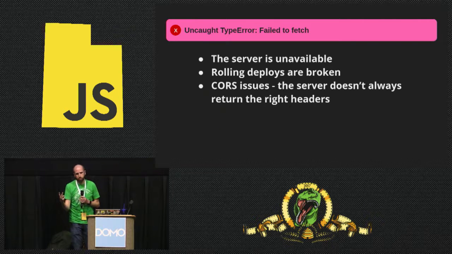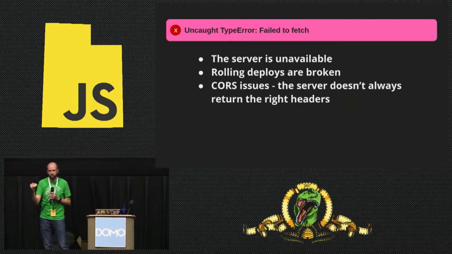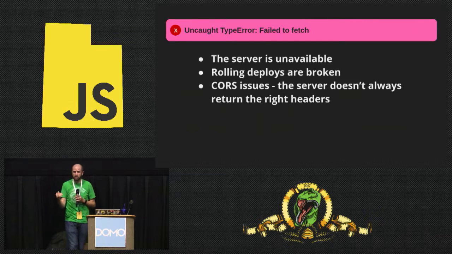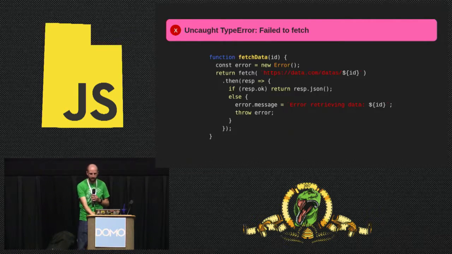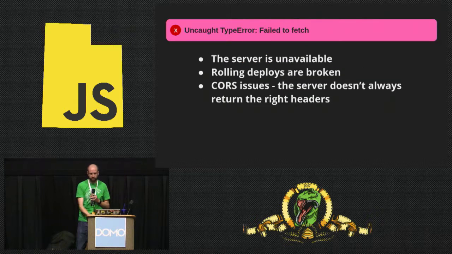Another thing is CORS issues. When the server doesn't return the right headers, if the browser thinks you don't have access to this API, it's never even going to let you get into this .then statement. It's never going to give you a 403 or a 401 or anything like that. Instead, it's just going to catch and say failed to fetch and give you no information whatsoever. It's not going to say you had a CORS problem. It's not going to say the server didn't exist. It's just going to tell you failed to fetch.